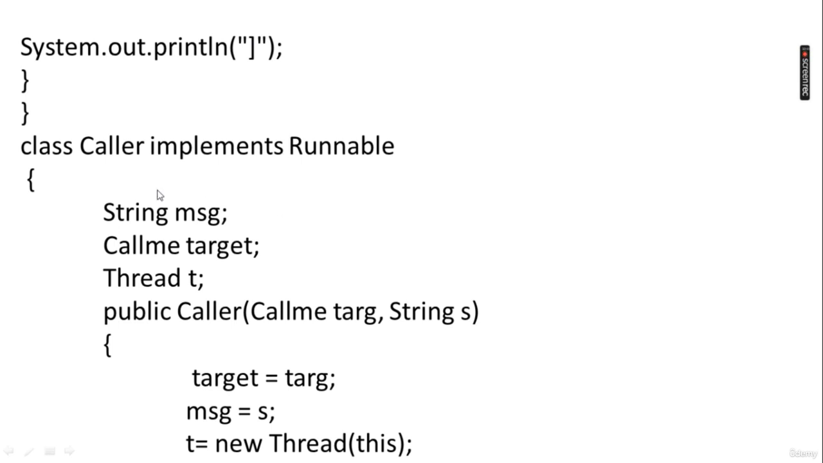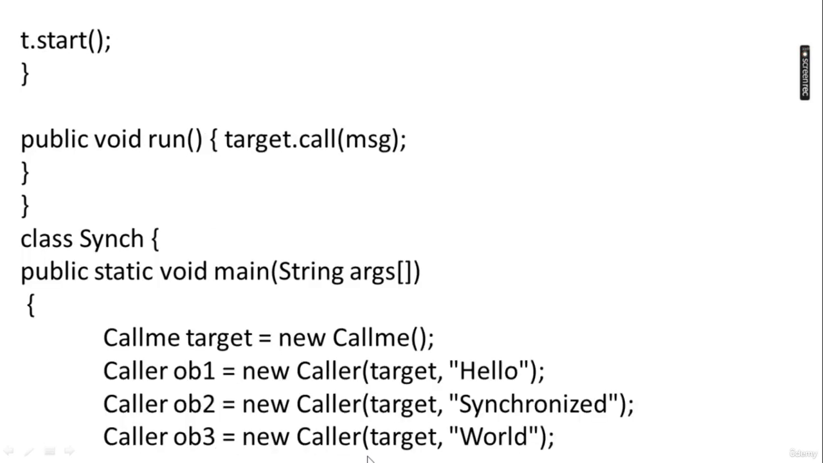This is the second class, Caller. It has a message, a target and a thread. So Caller has the object of CallMe, there is also one message here and one thread object here. Now the parameterized constructor of Caller takes two arguments, CallMe's target and string s. Target is equal to target, message is equal to s, and the thread object has been instantiated. After that, the thread is started.